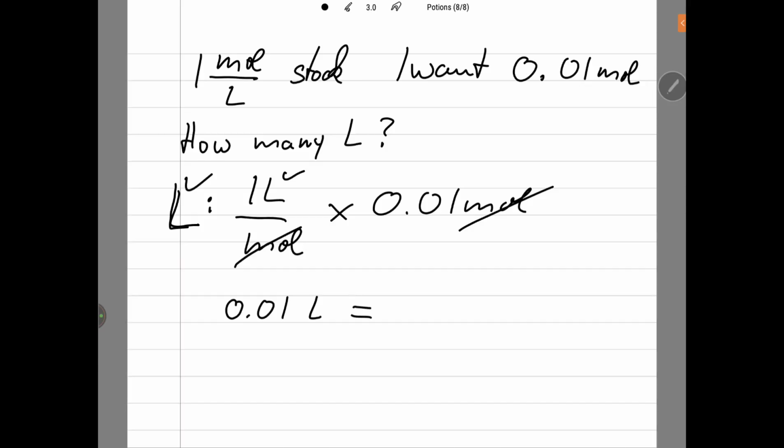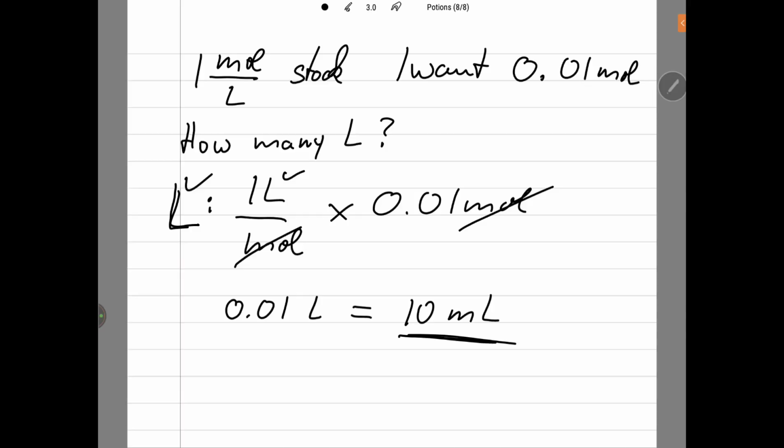I can convert that into something nicer. I could convert that into milliliters, can't I? Looks nicer. How do I do that? Milli is divided by 1,000. So if I divide this by 1,000, then I get this into milliliters. No, multiply it by 1,000, that's the one. So that would give me 10 milliliter. Yeah?